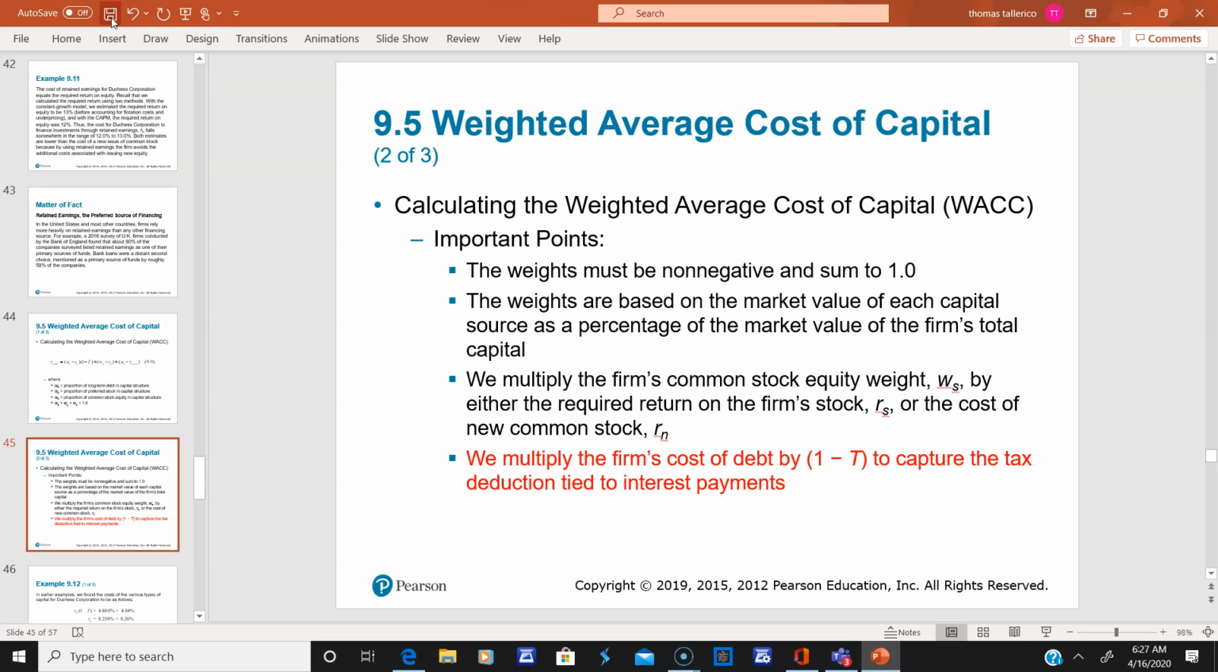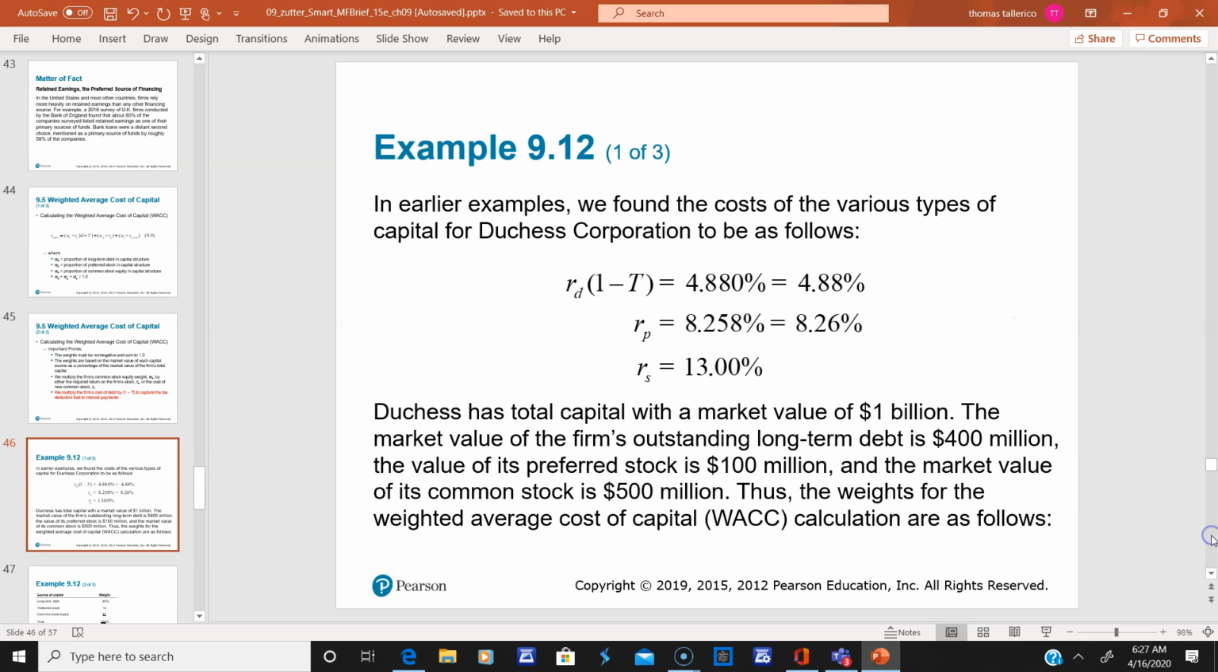I made some changes here, so let's save all this. It's just some simple math. You can clearly see here the debt after tax is 4.88% from previous examples, and here's the preferred stock, and here is the common stock. You sum those up and get the weights of each, so you get what percentage is in what, and then you simply multiply those together.